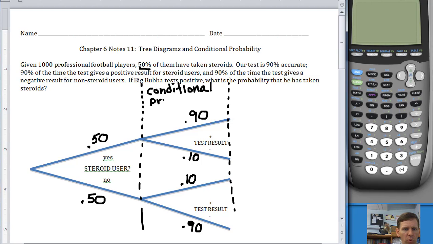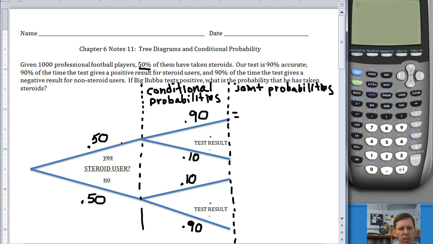Now, what we're looking for here is the probability that if Big Bubba tests positive, what's the probability he's taken steroids? Well, there's two different ways that he could test positive. One would be if he's actually on steroids and tests positive, but the other is if he's not on steroids but still gets a positive test result. So what we're going to calculate over here on the right side are what are called joint probabilities. And what we're actually going to do on the right side here is some multiplication, and I'm going to show the work here.